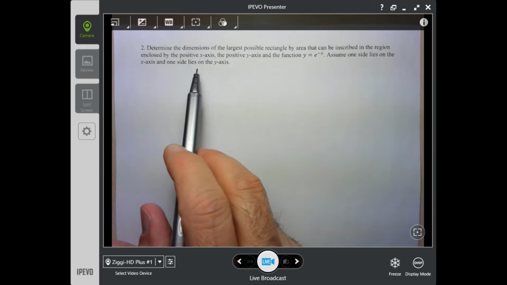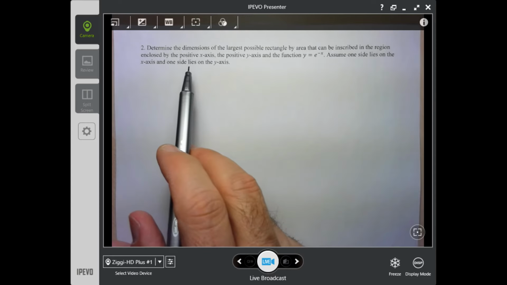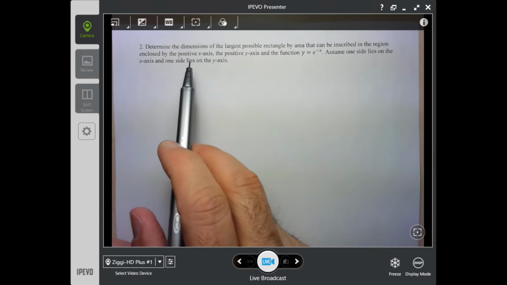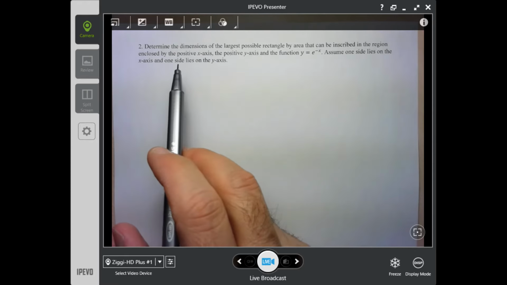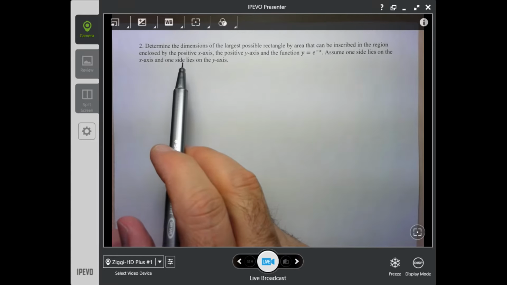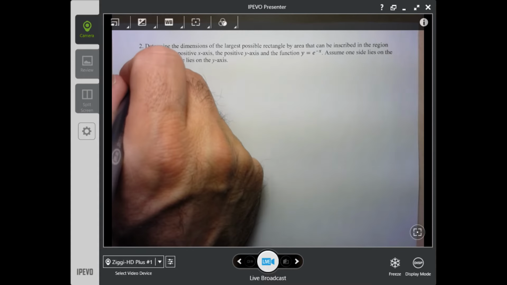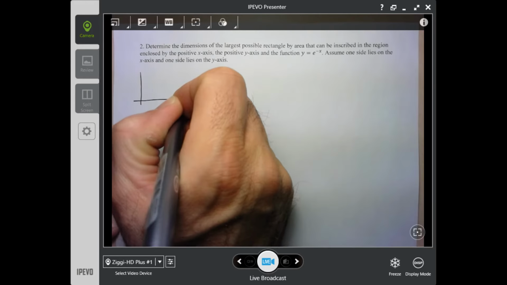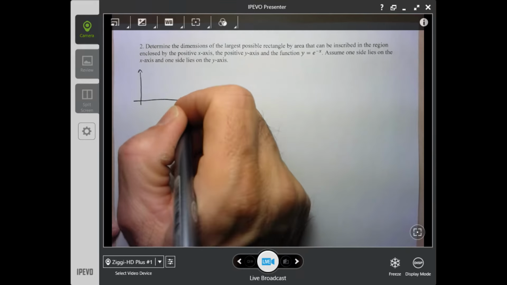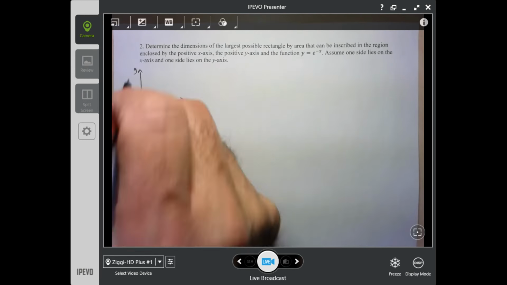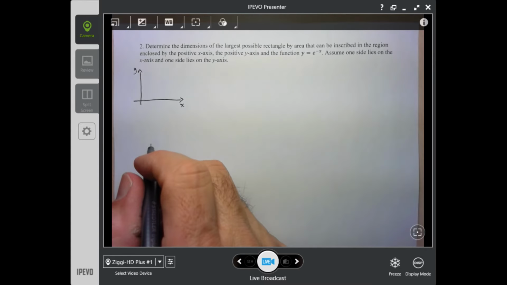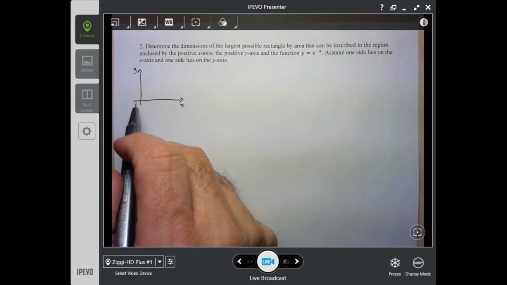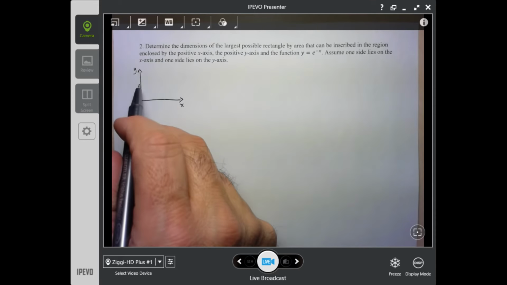So one of the things you'll realize is that when these questions have a geometric context, the best thing to do is to draw a diagram, just so we can figure out how we're going to solve this. So let's see what this rectangle would look like. I'm dealing with the positive axes, so I'll draw my Cartesian plane like this. It tells me that one side lies on the x-axis and one side lies on the y-axis.